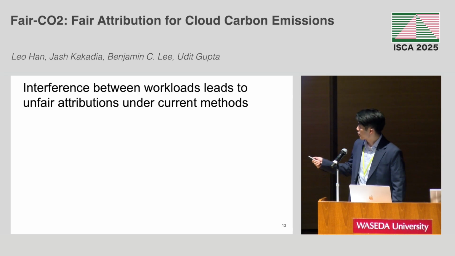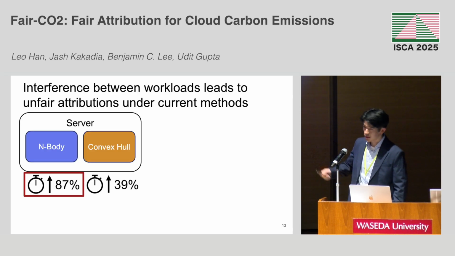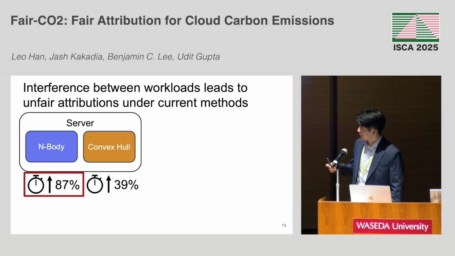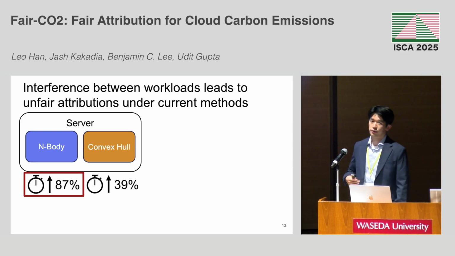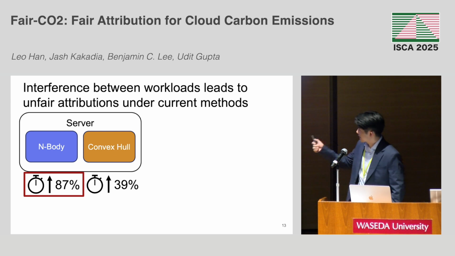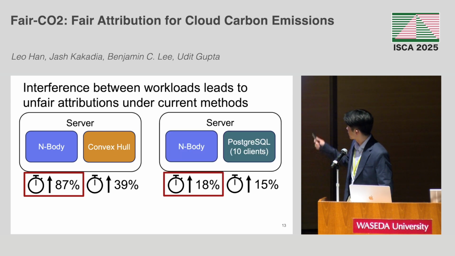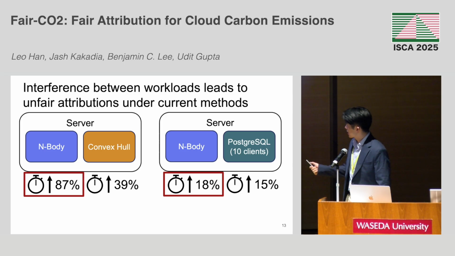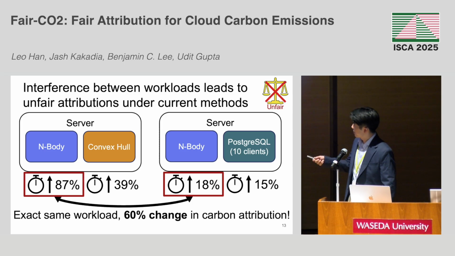For example, when we run Embody and Convex Call, two workloads from the PBBS workload suite together, Embody experiences an 87% increase in runtime and resource use compared to if we were to run in isolation. But if we take that exact same Embody workload and we run it with another database workload, it only increases in runtime by 18%. That means for the exact same workload, we see a 60% change under current methods in carbon attribution.